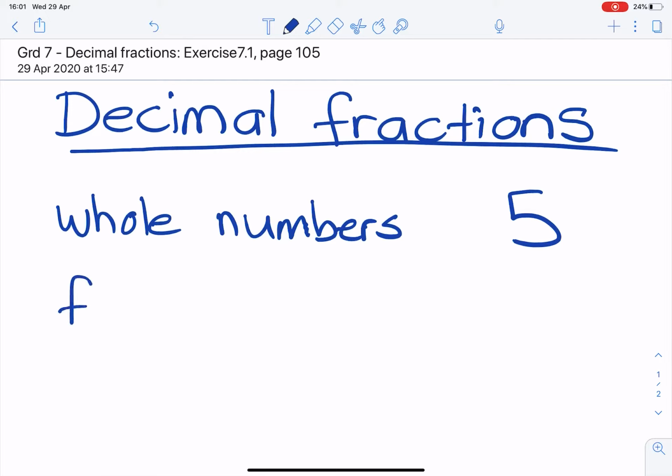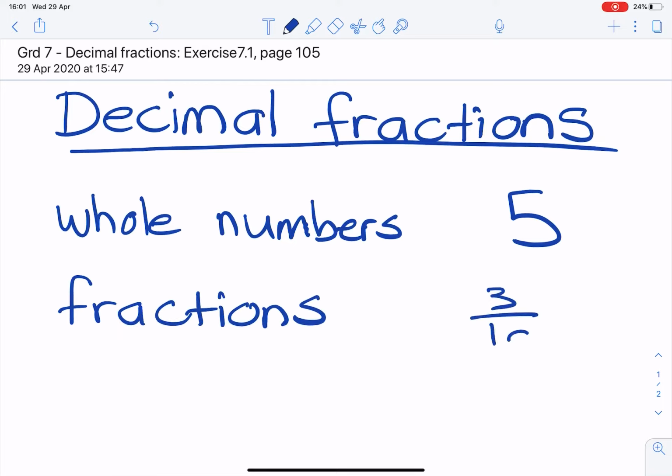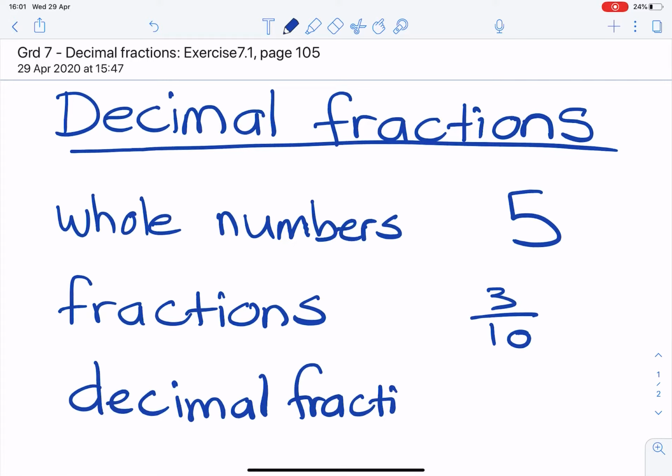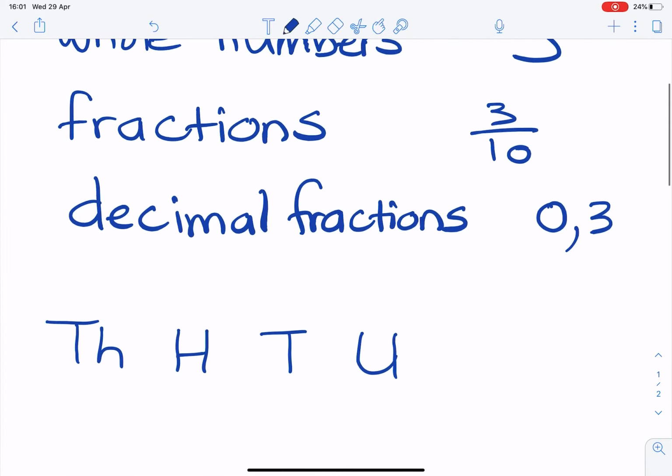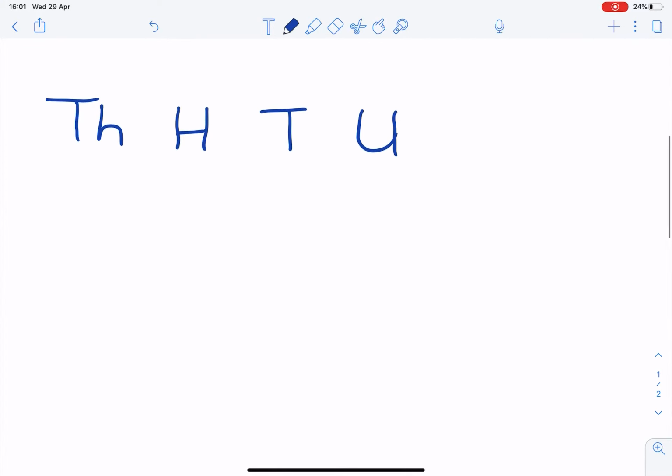Then we get fractions. For example, 3/10 is a fraction, a common fraction. And then we get decimal fractions, which are also fractions, but written in a different way, like that. Right, let's look at how they fit in.